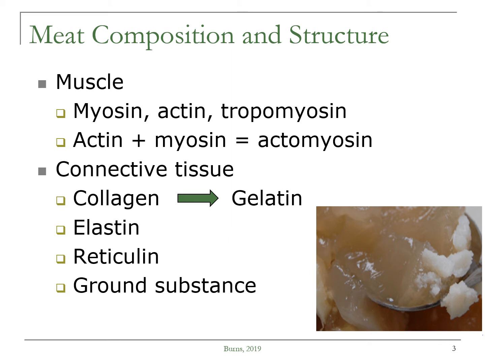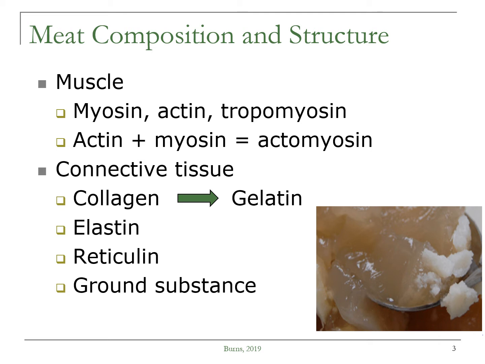When looking at the meat composition and structure, there are five features that we need to spend some time on. First of all is the muscle tissue. And the muscle is made up of 3 different proteins as they're listed there. The myosin, actin, and tropomyosin. And when the actin and the myosin join together during muscle contraction and relaxation, the actomyosin is formed.